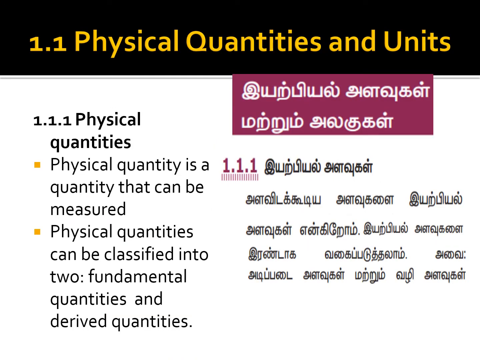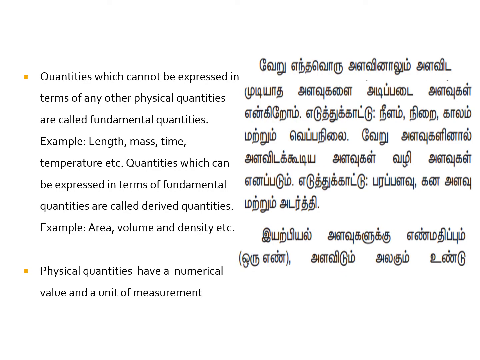Physical quantities and units. Physical quantities. A physical quantity is a quantity that can be measured. Physical quantities can be classified into two: fundamental quantities and derived quantities. Quantities which cannot be expressed in terms of any other physical quantities are called fundamental quantities. Example: length, mass, time, temperature, etc. Quantities which can be expressed in terms of fundamental quantities are called derived quantities. Example: area, volume, and density, etc.